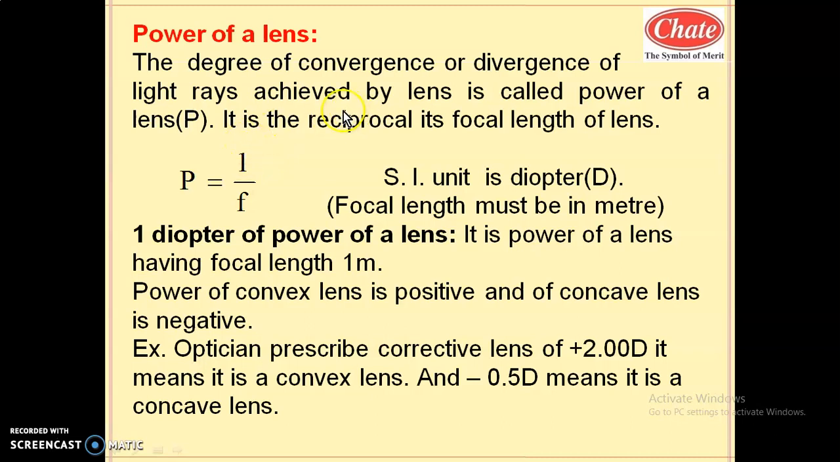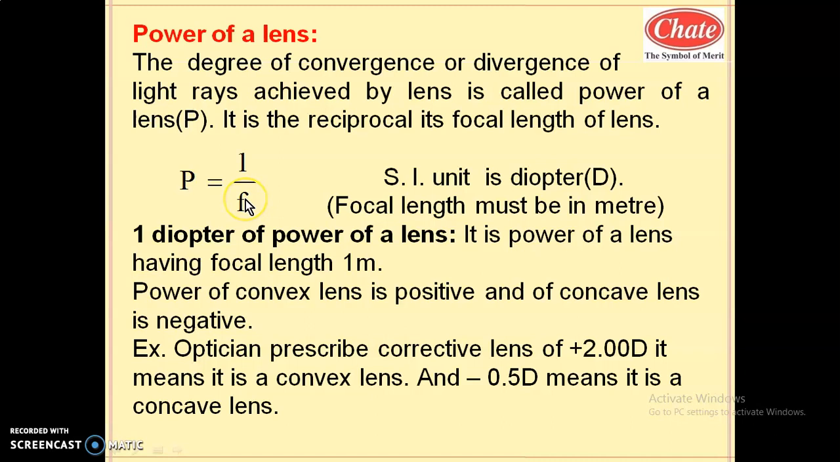It means this is the ability of a lens, how much to converge, how much to diverge. If the ability of convergence or divergence is very large, it means power is very large. If the ability of convergence or divergence is less, then the power is less. It is the reciprocal of the focal length of the lens. It is found that this power of lens is the reciprocal of its focal length. Hence the formula for the power of lens is 1 by f.